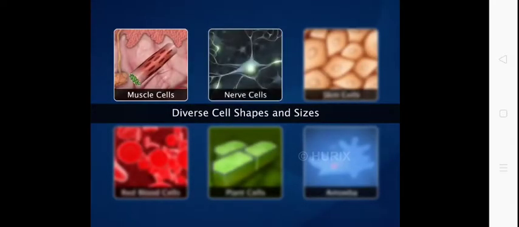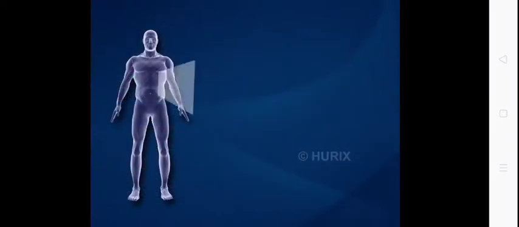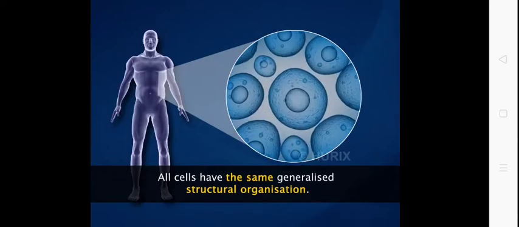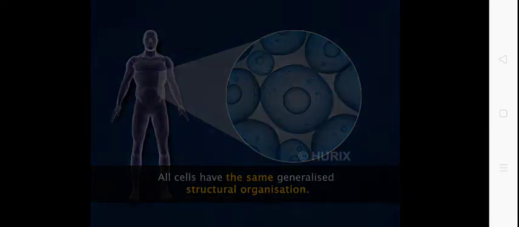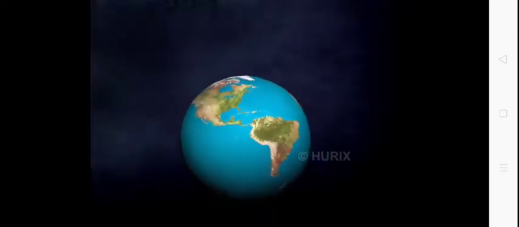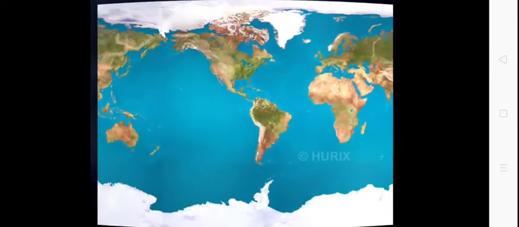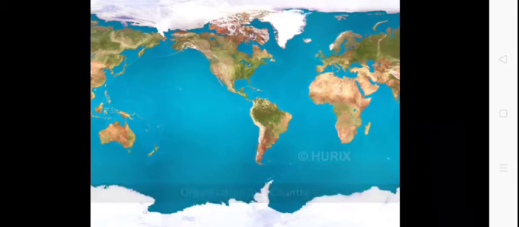Cells have many different shapes and sizes, but at the molecular and chemical level, all cells work in a similar manner. They all have a similar master plan or structural organization. To understand the structural organization of a cell, let's compare it with the structural organization of a country.